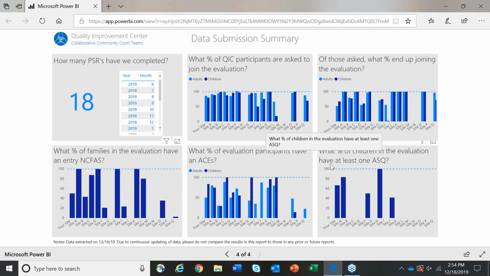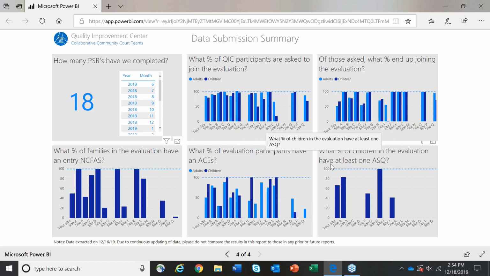And then the last one is the ASQ. This is only children. It shows the percentage of children with at least one ASQ out of all the children enrolled in the evaluation and enrolled in their program since May 1st. This is also one we'd like to see pretty close to 100%, but it is one that I think more programs are struggling with. It may be in part because we had to ask you to submit it through a different site, because the ASQ folks prefer that the data be gathered through their online system.